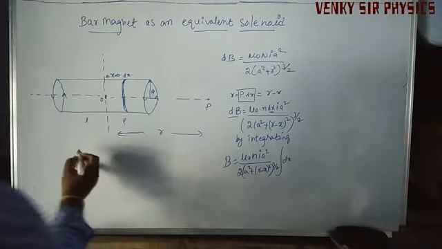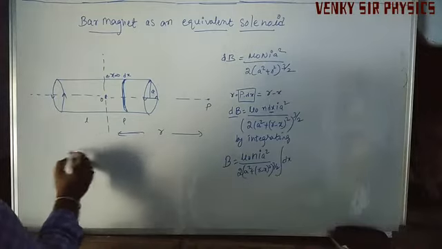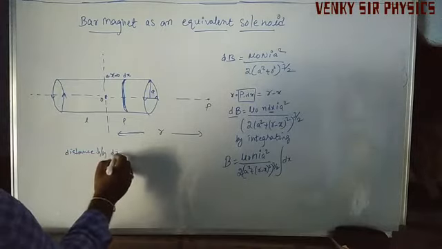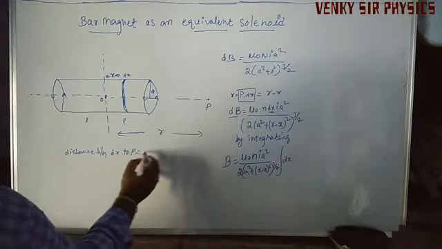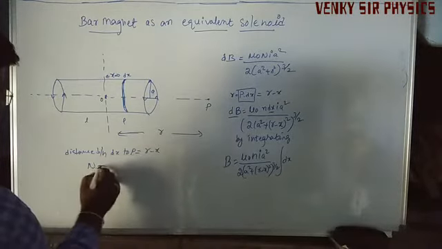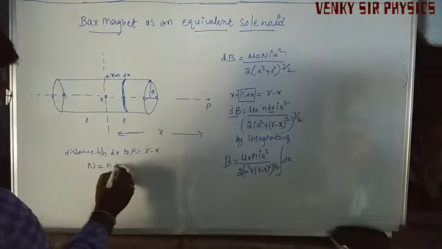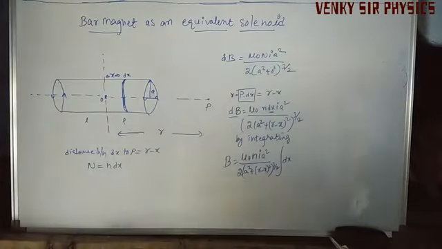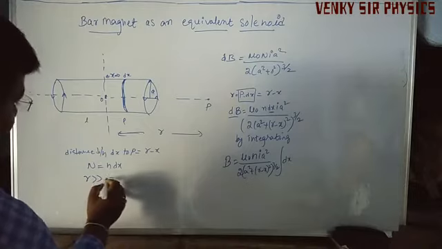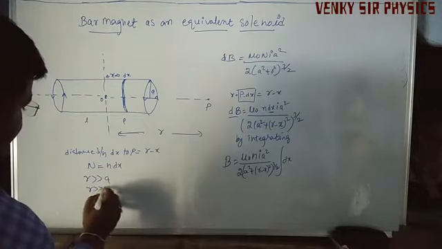Some key points: the distance between dx and P is equal to r minus x. The number of turns is equal to n into dx. Here r is very much greater than a, and r is very much greater than x.